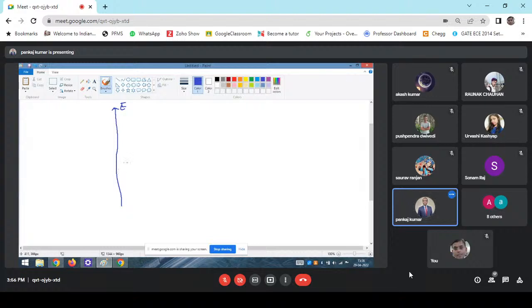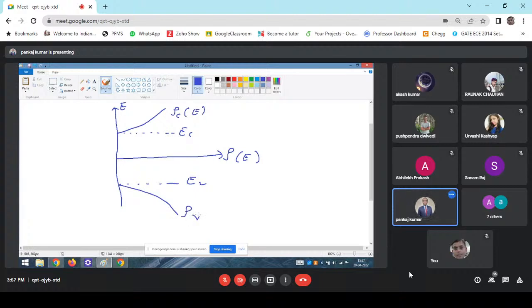So this is energy, and if we plot this as rho versus energy, we see that this is the density of states, rho c as a function of E, and in the same way this is your EC, and this is your EV, and here the density of states is rho v of E. The slope of the density of states in the valence band is less, because the mass of the electron in the valence band is greater than the mass of the electron in the conduction band.